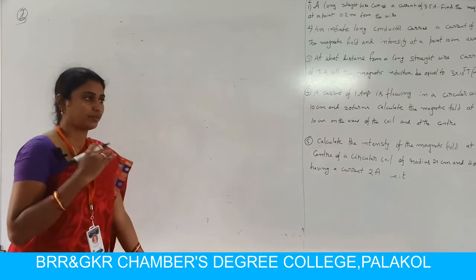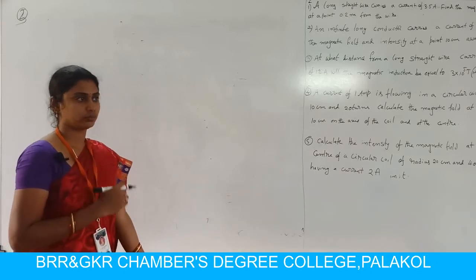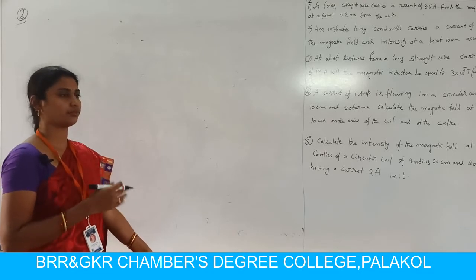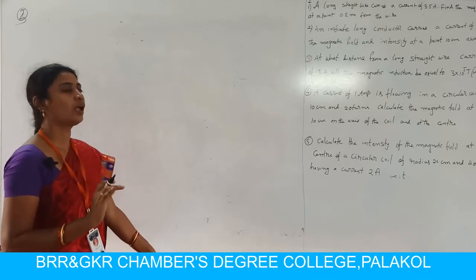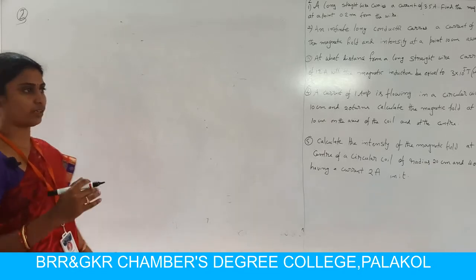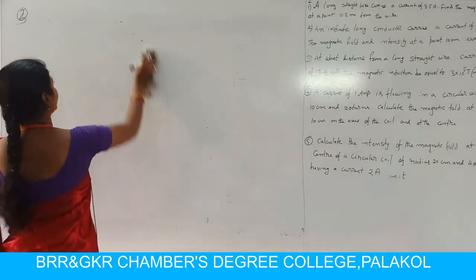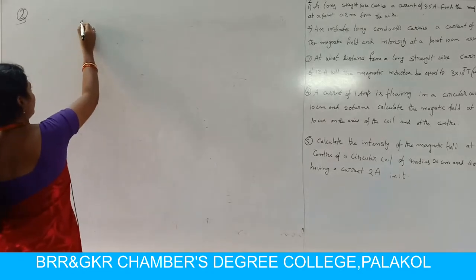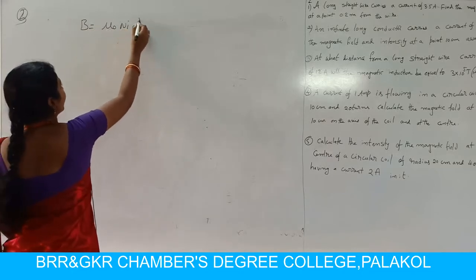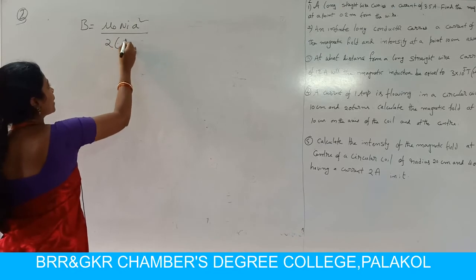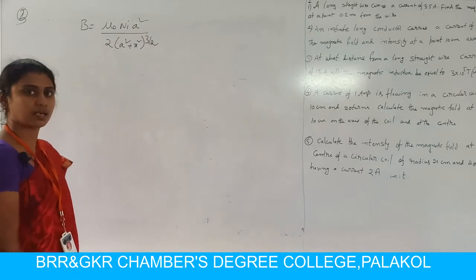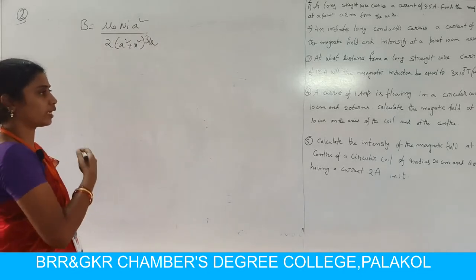So here the first three problems are related to magnetic field induction due to a current carrying straight wire. Here the fourth problem is nothing but magnetic field induction for a circular loop. First we know the problem which is given for it. So here the problem is for a circular loop. For a circular loop, we know the formula B equal to mu naught N i A square by 2 into A square plus X square whole power 3 by 2. It is the magnetic field induction for a circular coil which is calculated by us.